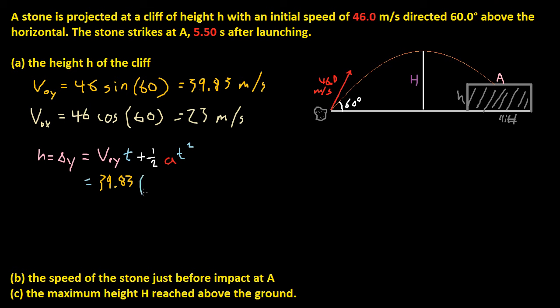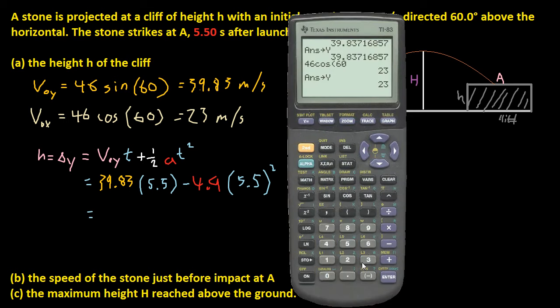So we have 5.5 seconds. So 5.5, plus 1/2 times -9.8. That's just going to be minus 4.9 times t squared, which is just 5.5 squared. Let's try to simplify that. 39.83, I put that as y, so y times 5.5. Just plug and chug into the calculator. So 4.9 times 5.5 squared.